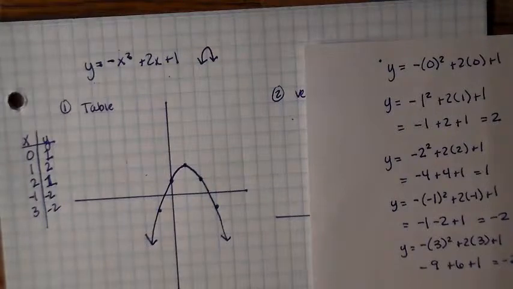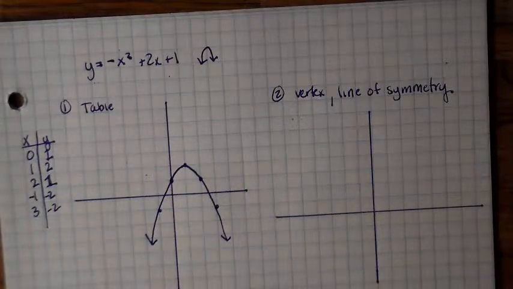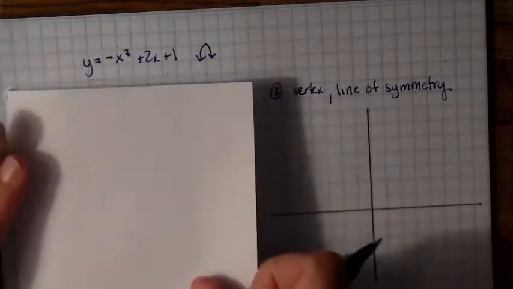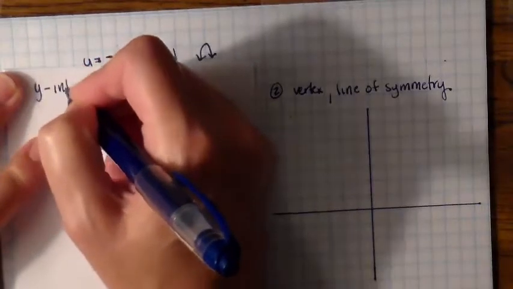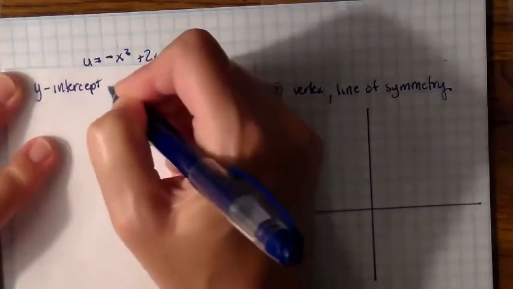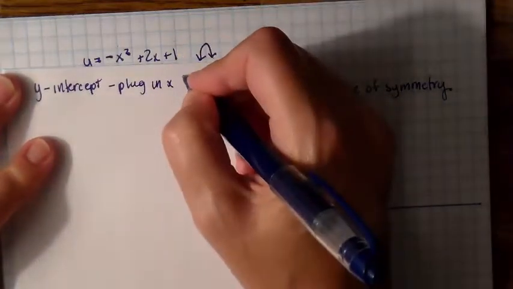Now sometimes it can take longer to find that curve, and that's when the axis of symmetry comes in handy. Now with an axis of symmetry, we want to find the vertex, we want to find the y-intercept, and we want to find the axis of symmetry. Okay, so to find the y-intercept, we plug in 0 for x.